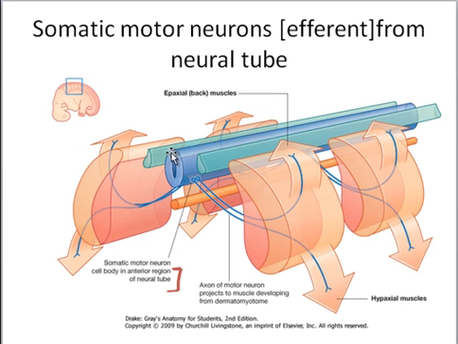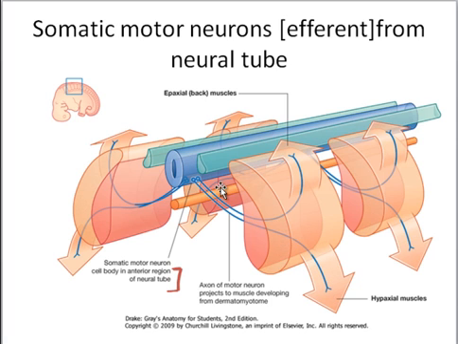Look at this picture. This is the neural tube. This part is anterior, this part is posterior. Look at it. From this anterior region of the neural tube, nerve cell bodies start, and their axons pass out. So they are going into the back muscles, the epaxial muscles. They are going into the trunk and limb muscles, which are hypaxial muscles.